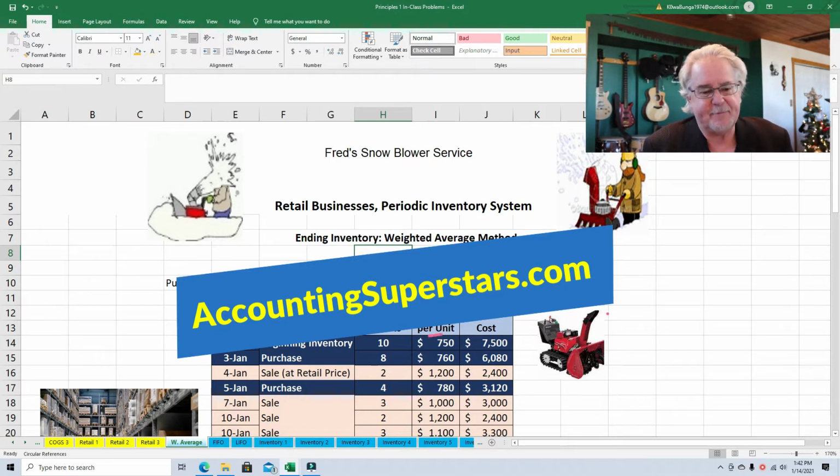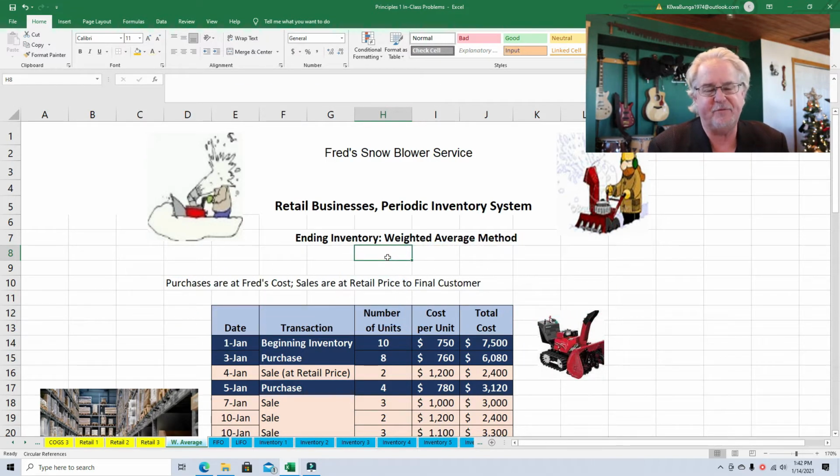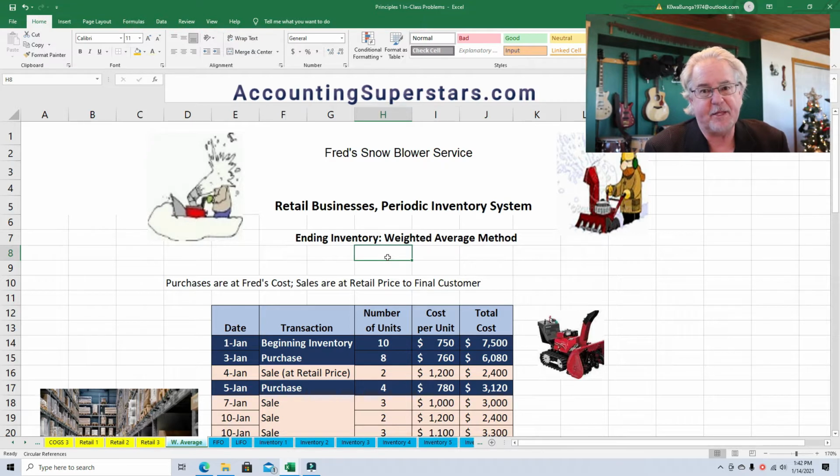Today's lesson is designed for students in their very first semester of accounting who are struggling with inventory. Inventory can be a little tricky at first, but I've got a great way to explain it, and I'm sure you'll get the hang of it here. Today's lesson is focused on the weighted average method of determining ending inventory and cost of goods sold. So let's get started.